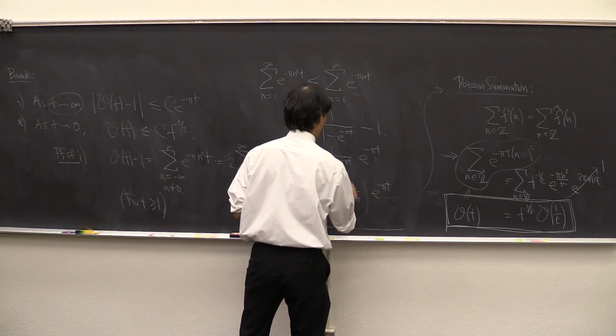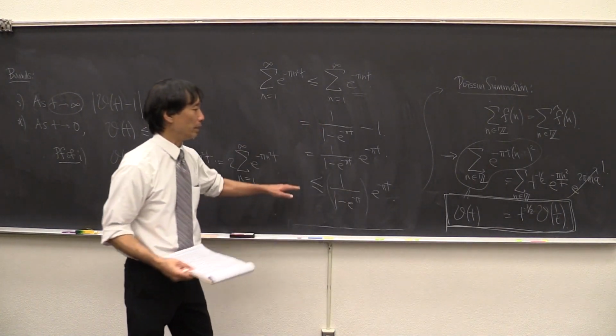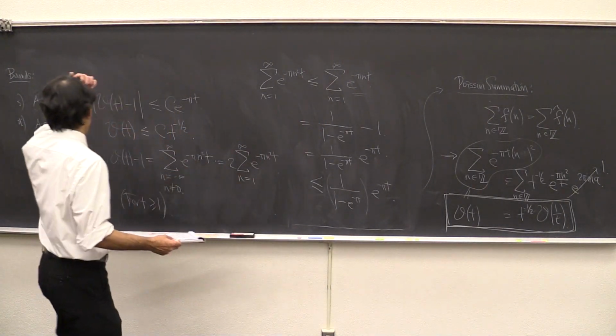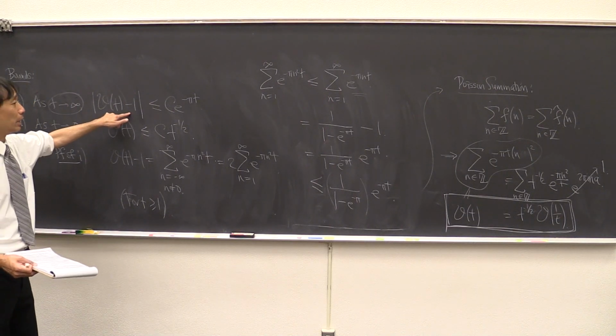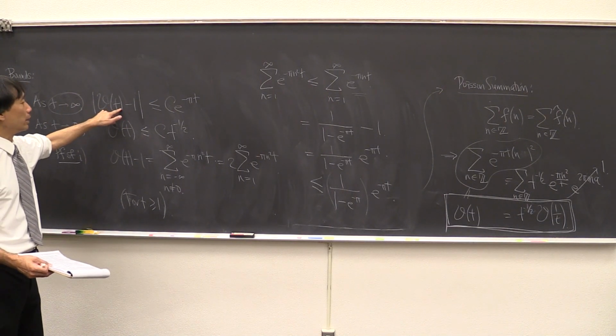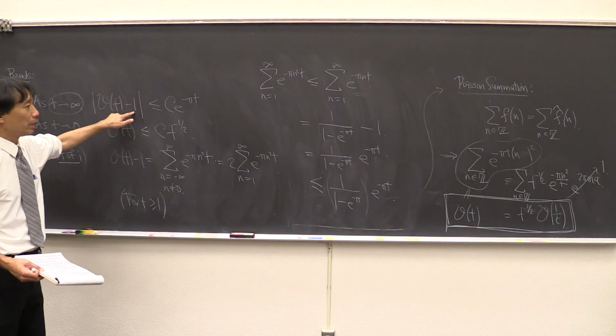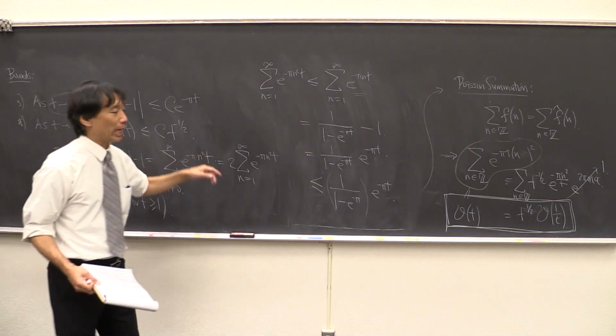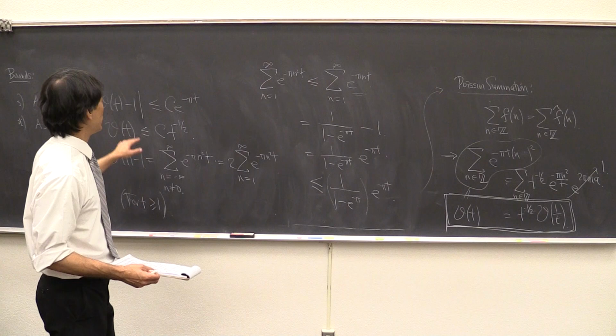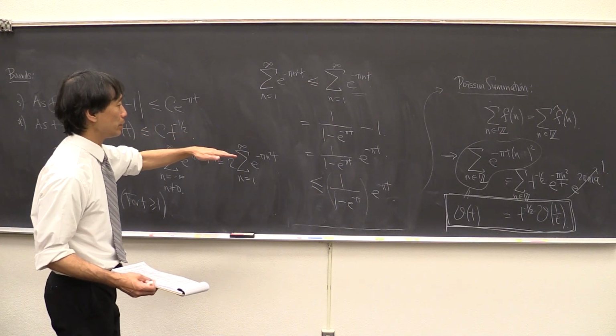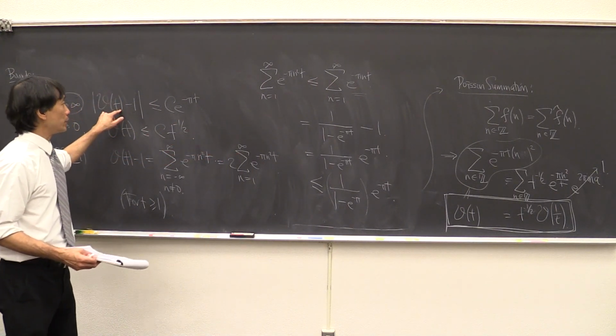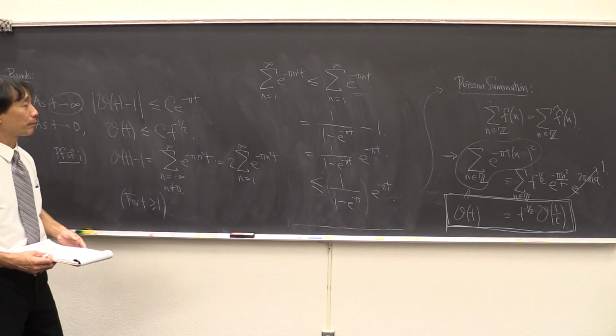So we get the bound that we want. We get that the difference between the theta function and 1 goes to 0 very fast. So as t goes to infinity, this function goes to 1.